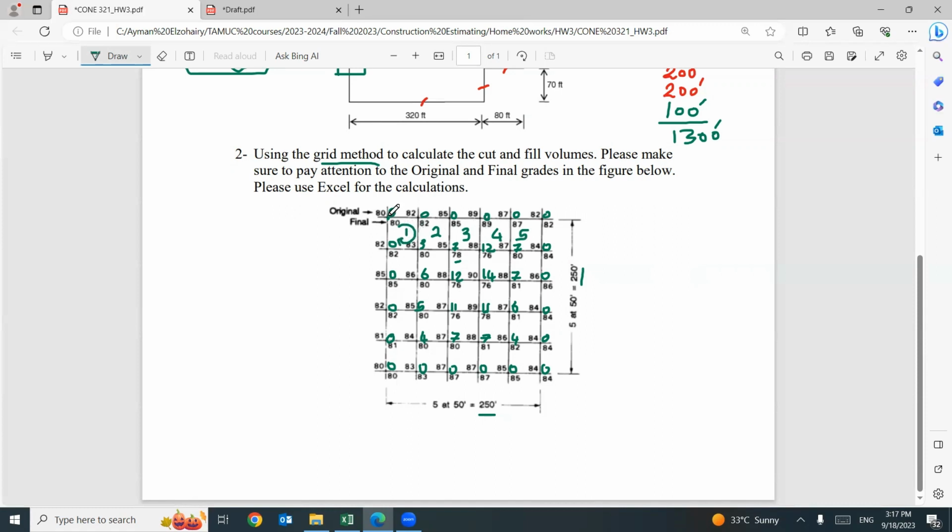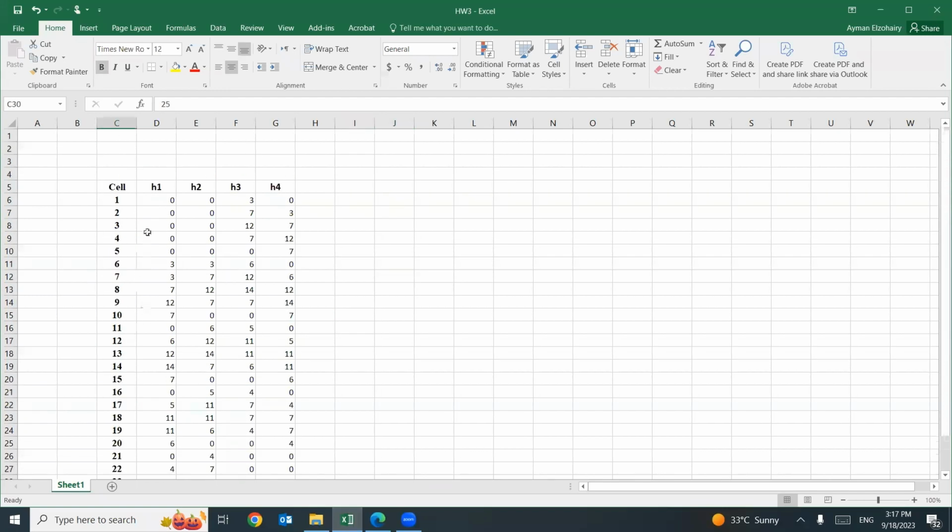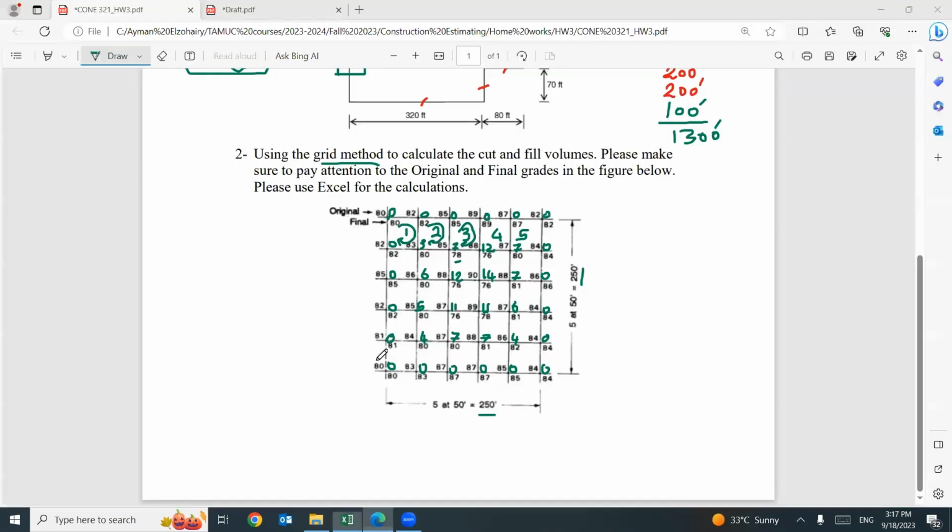So I will put for each cell 0, 0, 3, 0. So cell number 2, I will put 0, 0, 7, 3. Cell number 3, I will put 0, 0, 12, 7. 0, 0, 7, 12. 0, 0, 0, 7. For each cell, for the 25 cells. So if you open your Excel, I already prepared them for you. From cell 1 to cell 25, at each cell, I put the 4 heights at each corner of each cell. Does that make sense?